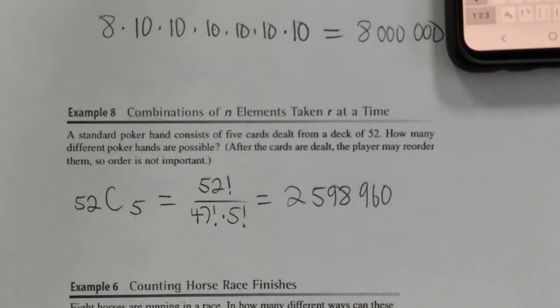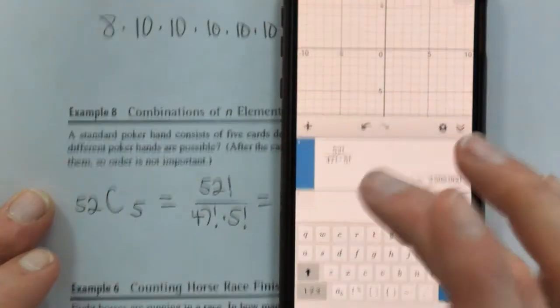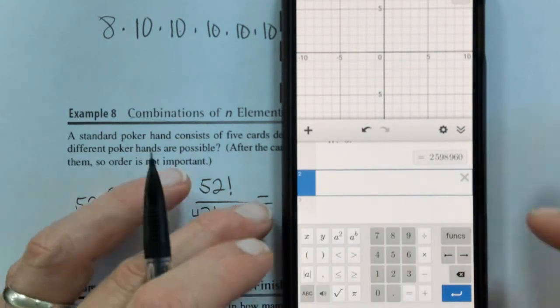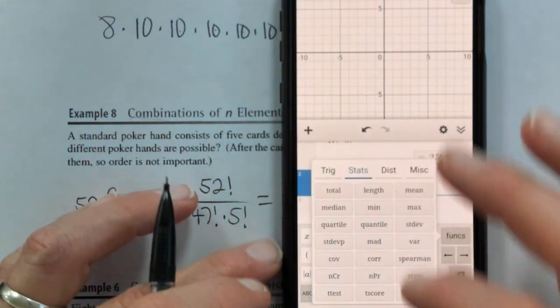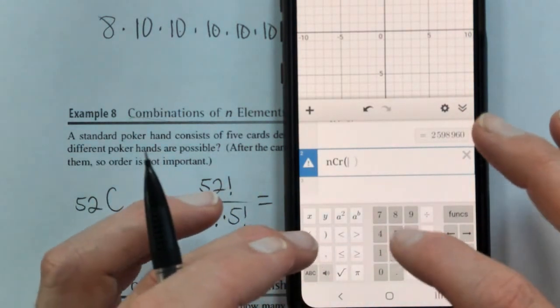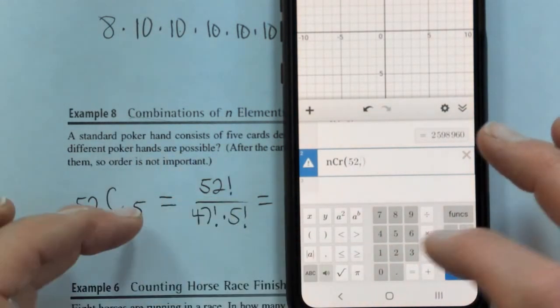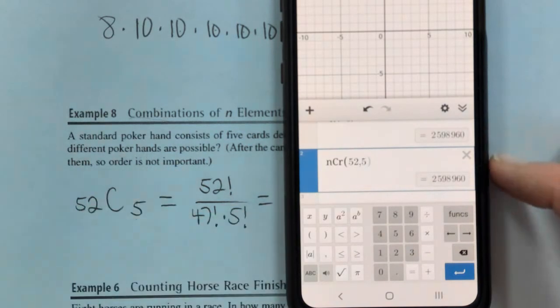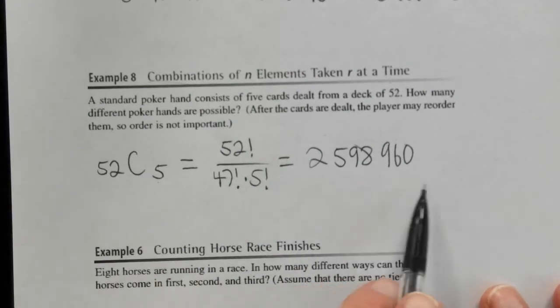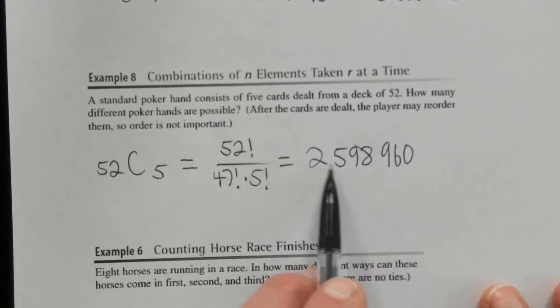2,598,960. All right. And of course, don't forget that Desmos also has a combination calculator on it under stats right here. We could have just gone straight to here and put 52 chooses 5, and then we would get the answer that way as well. So 2 different ways to figure it out on the calculator from there. All right, so that's how many different poker hands are possible, right?